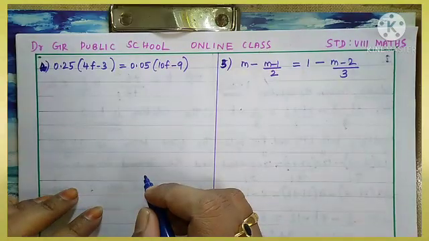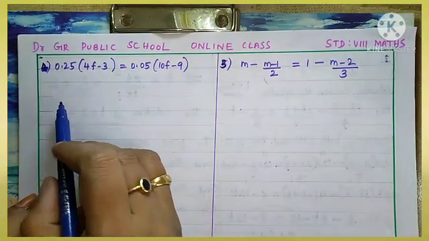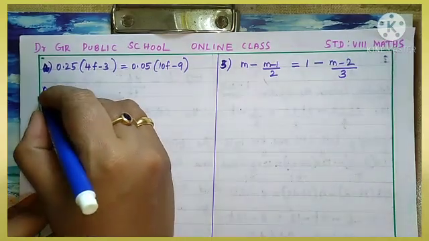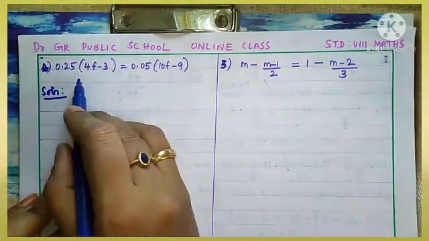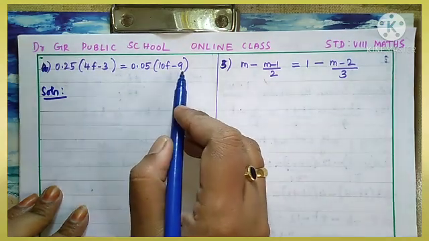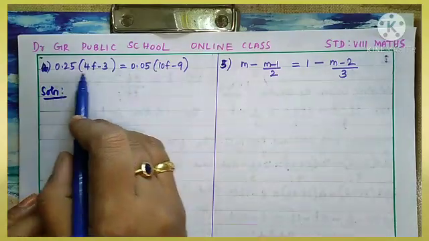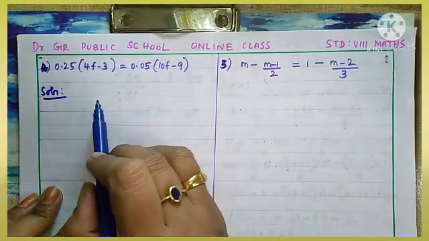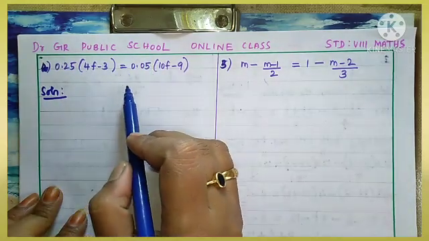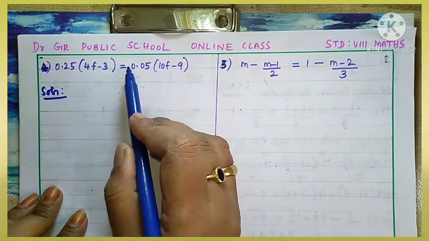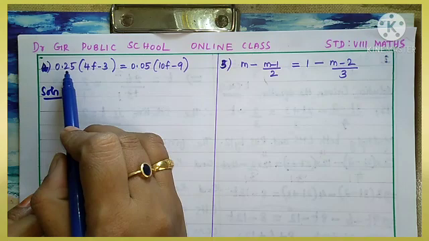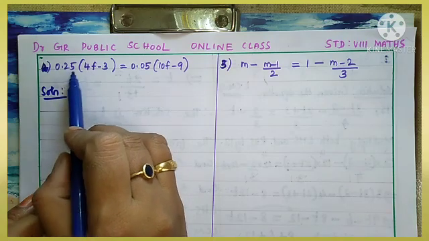Understood? Okay, now children, see this question here. This is another type of problem in your exercise. So here what is given? 0.25 into 4f minus 3 equal to 0.05 into 10f minus 9. So this is also the same method as we did in the previous problem, but here you can see decimal numbers. So to make this easier, I am going to convert this decimal number into fraction. Decimal after two numbers are there, that is, this is 2 decimals.